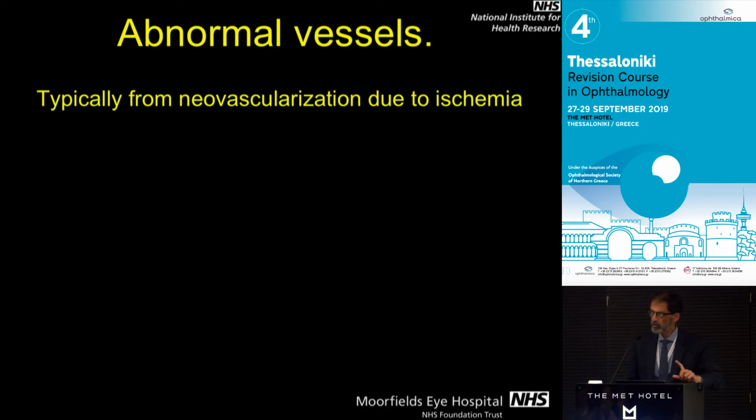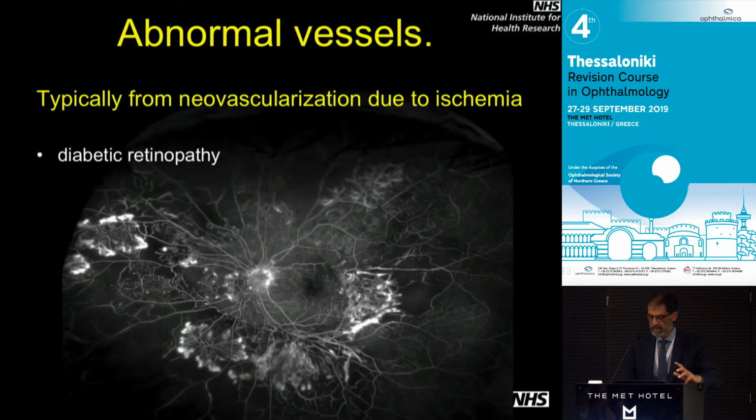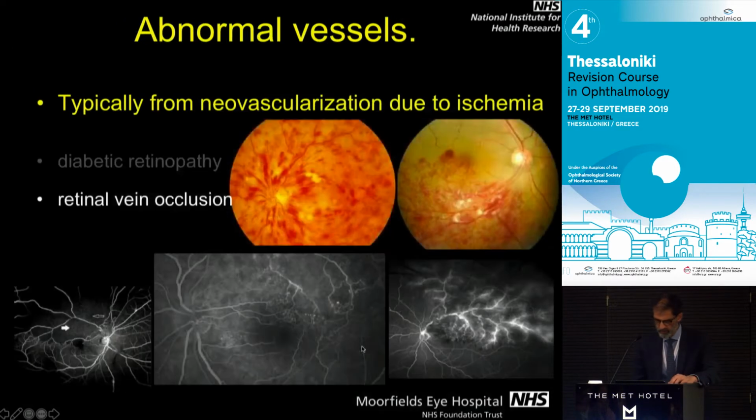This is abnormal vessels within the eye, typically from neovascularization due to ischemia, and we've all seen many causes of this. Here's diabetic retinopathy, areas of dropout, and adjacent areas of neovascularization, which always grow on the posterior vitreous face and therefore are prone to tractional hemorrhage.